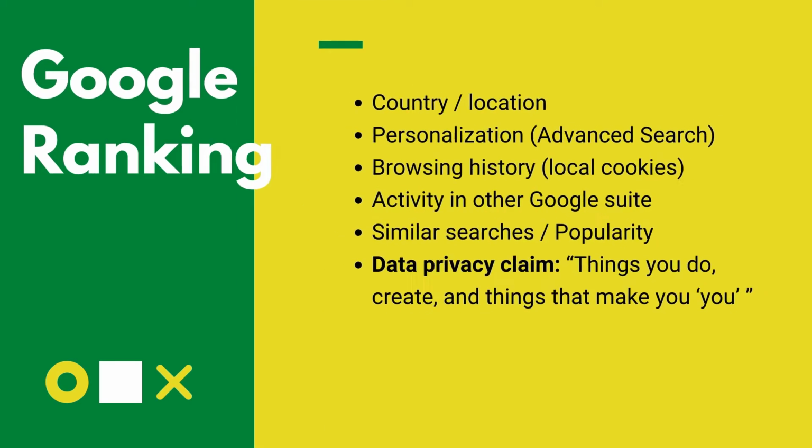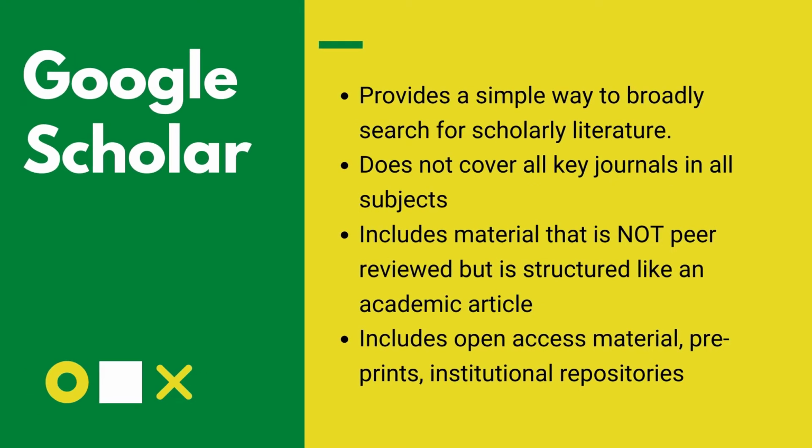One famous Google feature is Google Scholar. This provides a simple way to broadly search for scholarly literature. However, this does not cover all key journals in all subjects. It doesn't have a source list. Google Scholar also includes materials that are not peer-reviewed, but look like an academic article, including the font, the authors, affiliations, abstracts, keywords, and citations. Google Scholar also includes open access materials, preprints, and institutional repositories. So it's a mixture of everything.